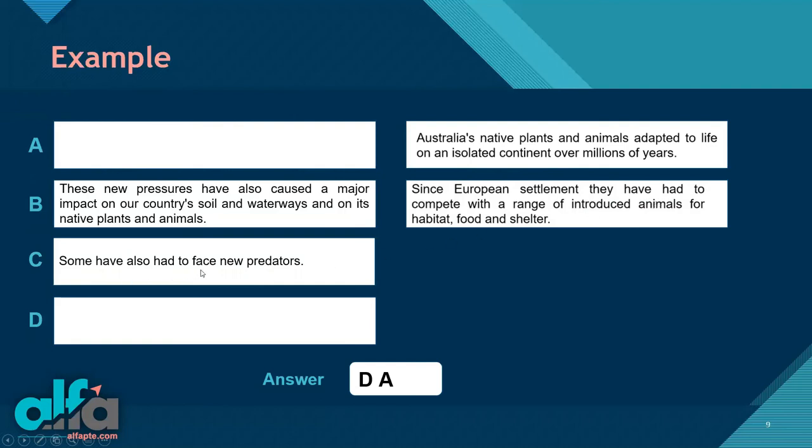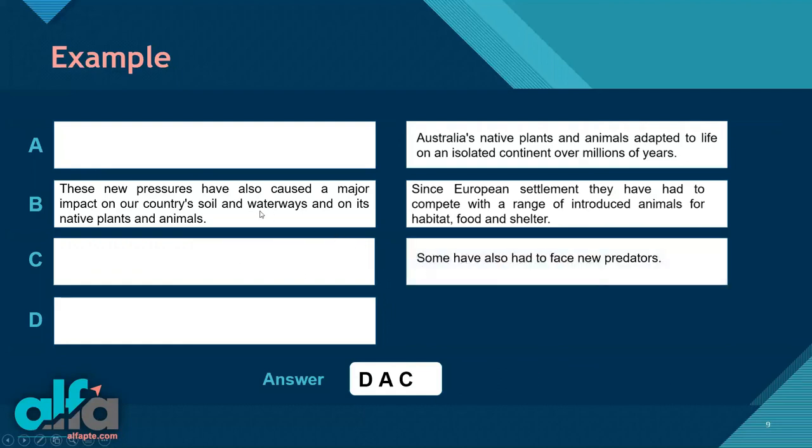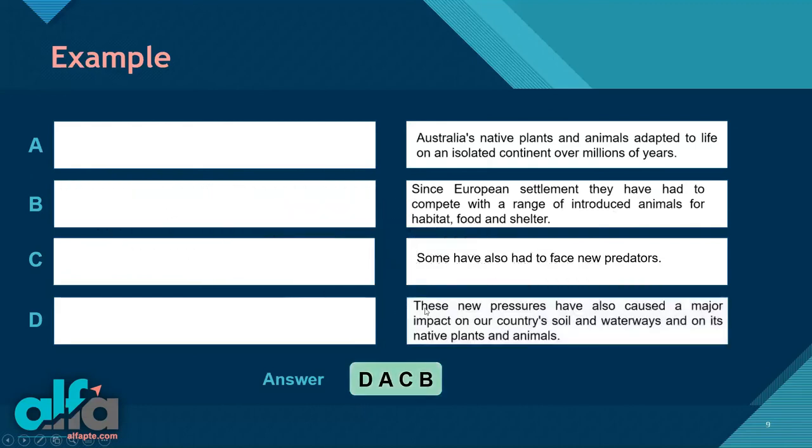Some also have to face new predators. So first what they did, they had to compete with introduced animals. Then they also had to face new predators. So it's a continuation. So it is C. Then last but not the least, these new pressures. These means it should be more than one pressure. One pressure is here, competing with introduced animals. The other pressure is facing new predators. So these new pressures also have caused a major impact on our country's soil and waterways and on its native plants and animals. So it is D, A, C and B.